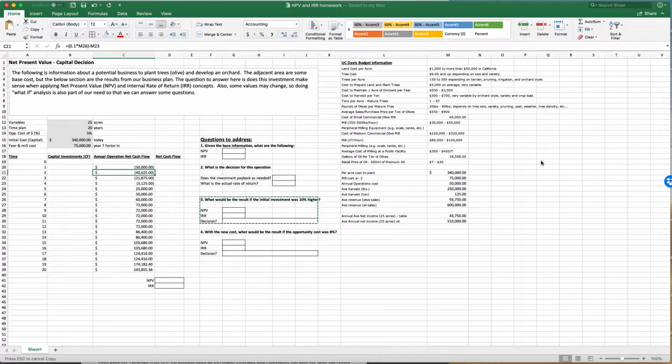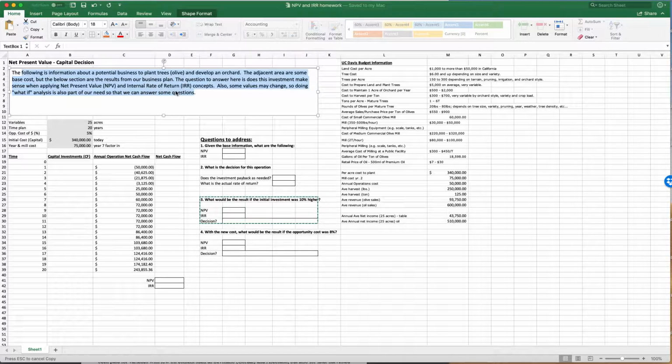Let's take a look. All right, whenever you move into your homework and open the file, you're going to be given some information here. Let's read through that. The following is information about a potential business to plant olive trees and develop an orchard. It's 25 acres. We know a little bit about what it's going to cost up front, and we know a little bit about the timeline, which I'm looking at as 20 years. We could keep going out further with an orchard, but we'll stop there and make our analysis decision.